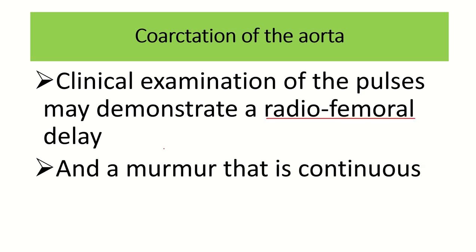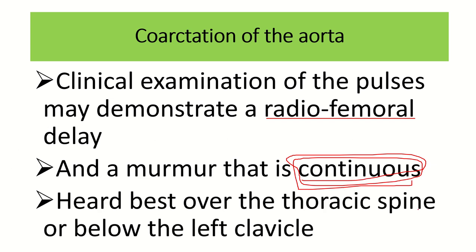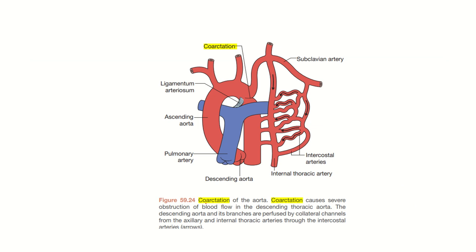Then here we can see the murmur is continuous. So this is another point, that in coarctation of the aorta, the murmur is a continuous murmur, and it is heard over the thoracic spine below the left clavicle. So here we can see, below the left clavicle, the murmur of coarctation of the aorta is right. Here we can see the part of the aorta that is narrowing, which is known as coarctation of the aorta. This picture is taken from the Bailey and Love surgery book. You can take a look in Bailey and Love.